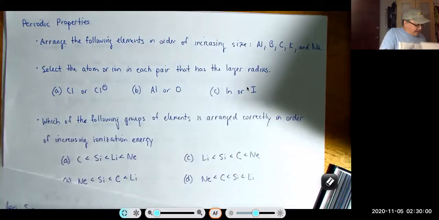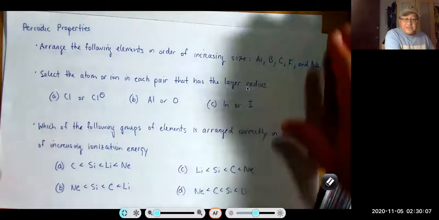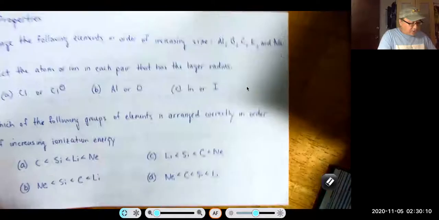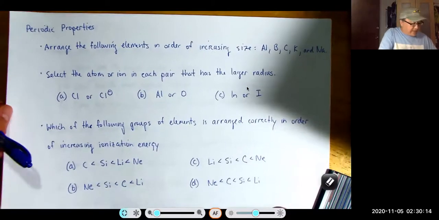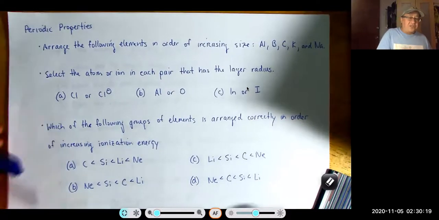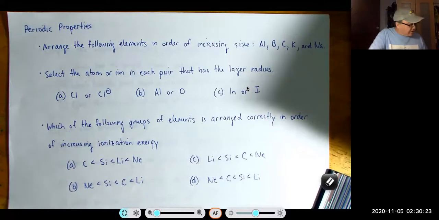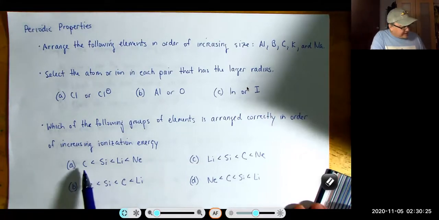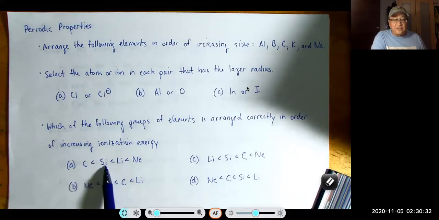Okay, and lastly we have here, which of the following groups is arranged correctly in order of increasing ionization energy? So we're talking about difficulty of removing an electron. And remember, if it's a smaller shell, it's harder to remove. So let's take a look at these. This is in the second period, so it only has electrons in the second shell. This is in the third period, so it has electrons in the third shell.